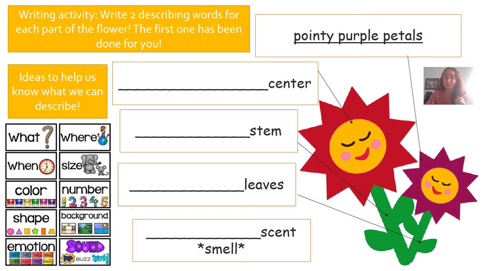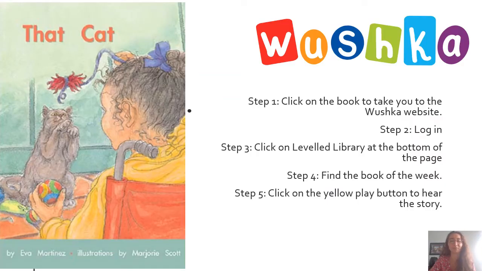So remember, you can pause me and start the activity, or you can just watch the video and do the tasks in a bit. Your next task for English is Bushka. With Bushka today, you'll click on the book. I've put the hyperlink. If you click here on that cat, you'll go straight to the Bushka website. From here, you can put in your login details, click on Leveled Library at the bottom, find the book of the week, which is that cat, and then click on the... Okay, next task.